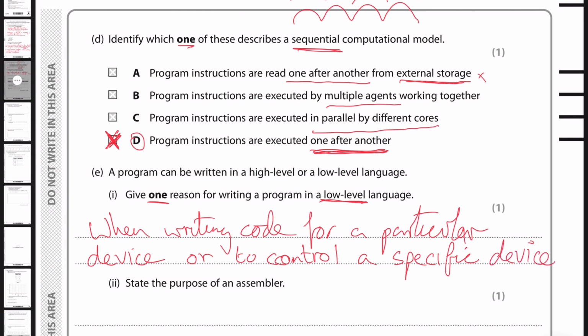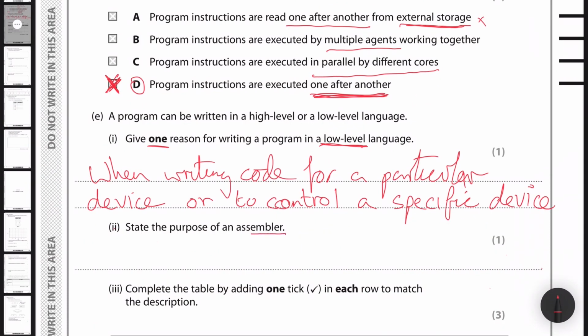So it could be something in a factory, something maybe in a bottling plant, moving a bottle from one place to another. It just does a certain thing, and that would be used. You could write that in a low-level machine code language. Okay, state the purpose of an assembler.